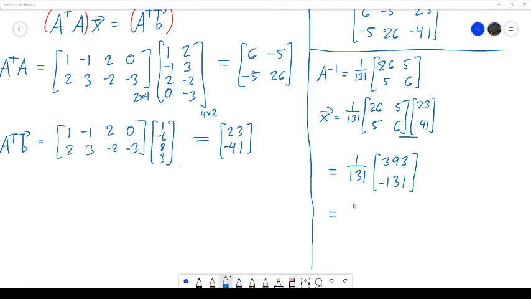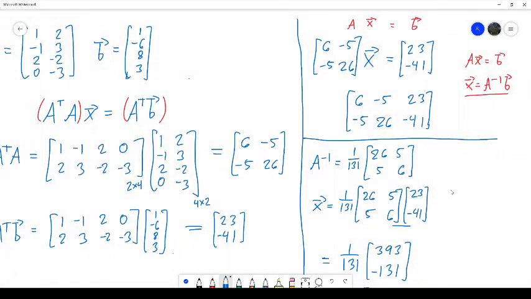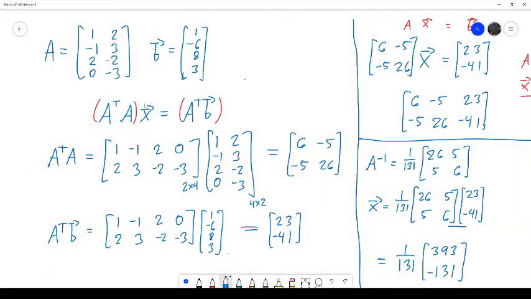So then finally we end up with dividing things by 131. You can check that 131 goes into 393 3 times, and then of course goes into that negative 131 negative 1 time. So that's our solution then. 3, negative 1 is the solution to this system, which, because it's still the same x vector, is the solution to this normal equation system that we had over here, which was the least squares solution to this problem.